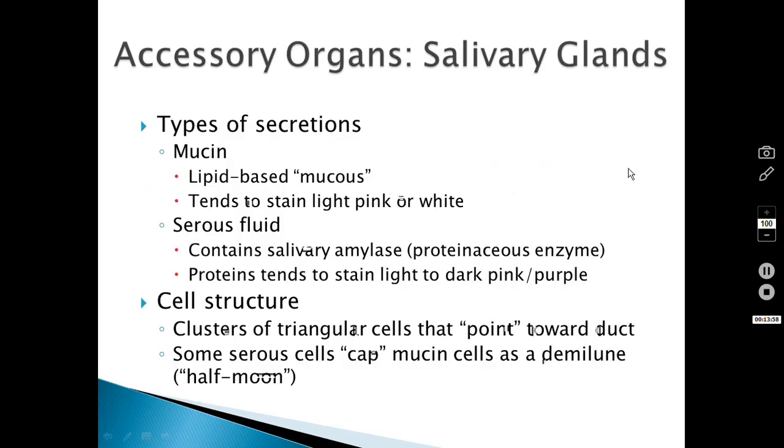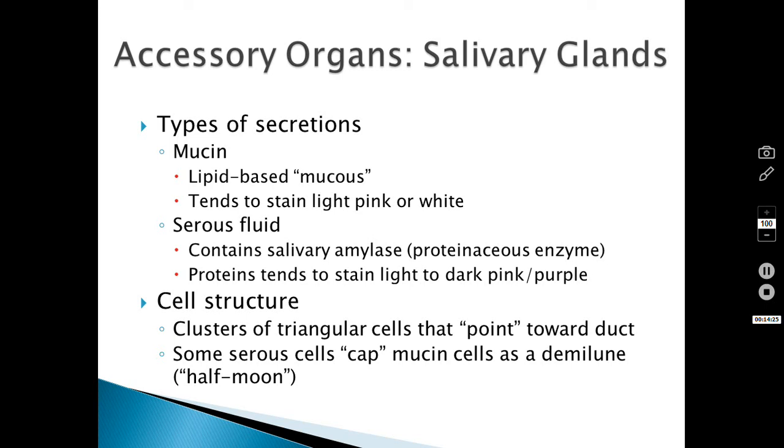If we look at our accessory organs, one of the first that food comes in contact with is our salivary glands. We have two types of secretions. We have mucin, which is a lipid-based secretion, so mucus literally. So it tends to stain light pink or white. Anything that has lipid in it tends to stain very lightly or even not at all.